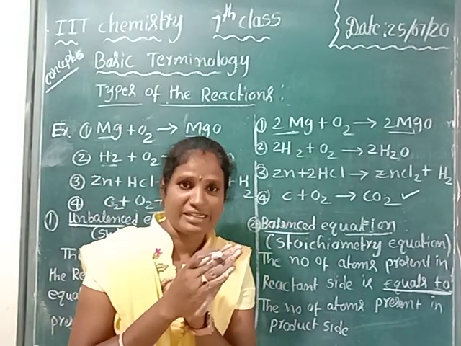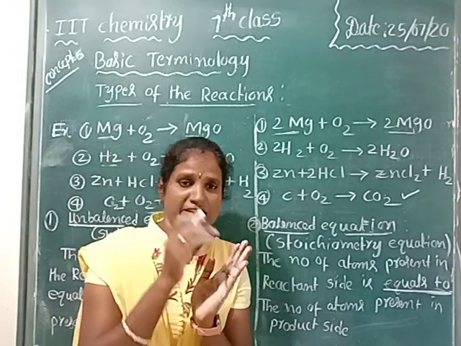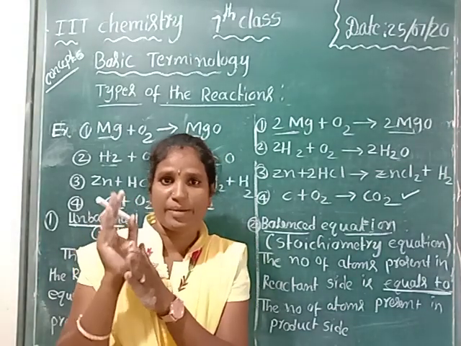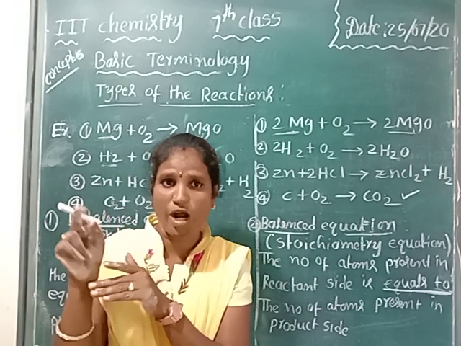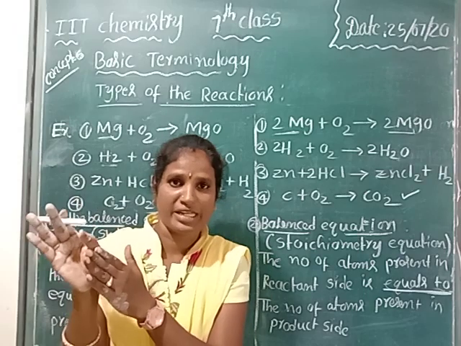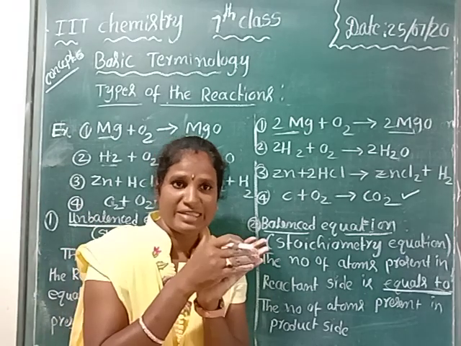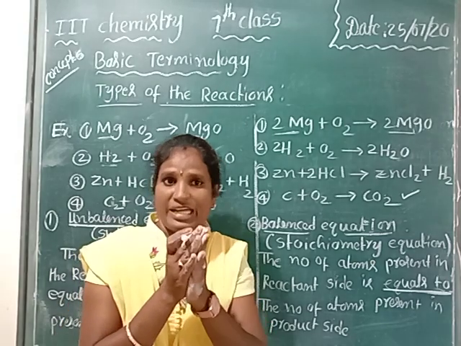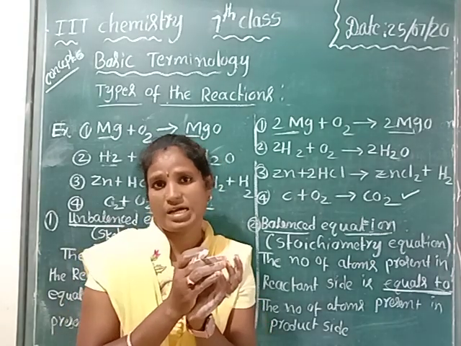Next, what is a reactant? Definition: the substance involved in the reaction is called a reactant. What is a product? The substance formed in the reaction is called a product. Reactants react in the reaction to form products. So that is chemical equation. We learned some examples also.